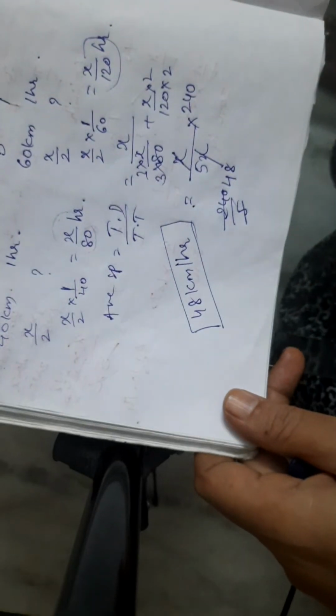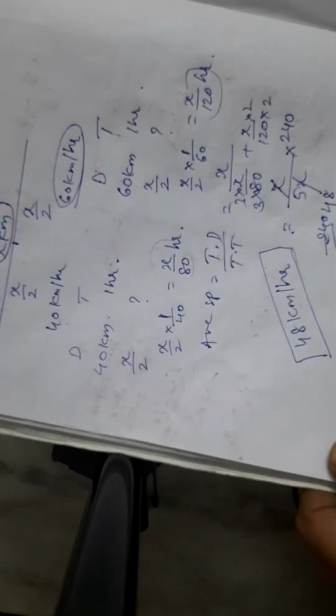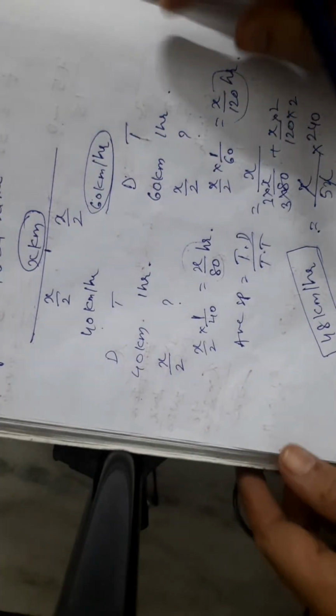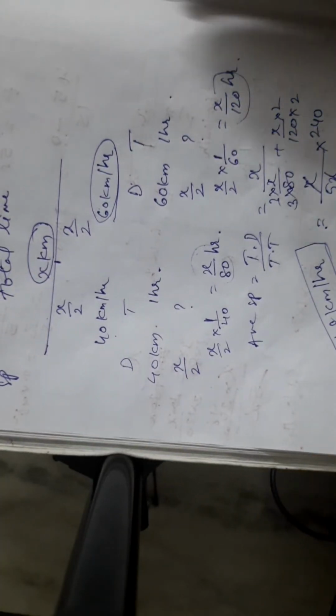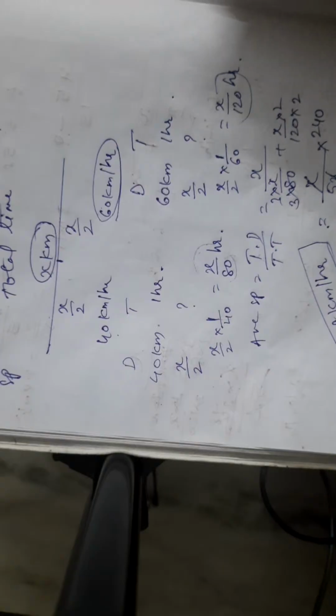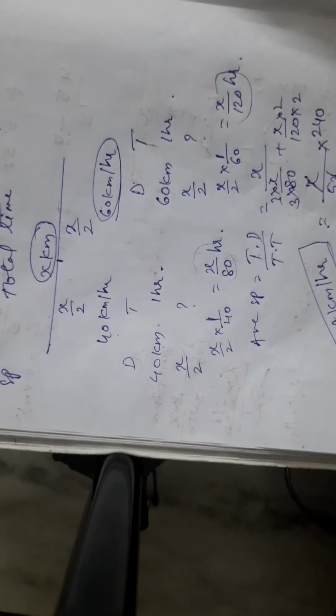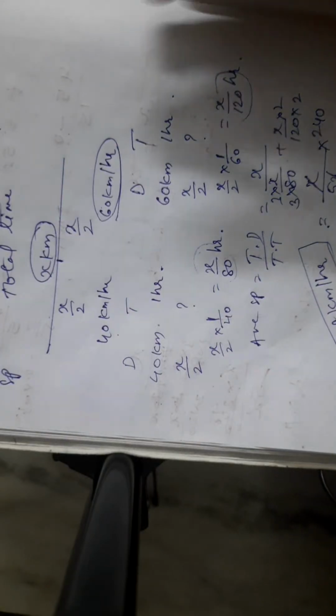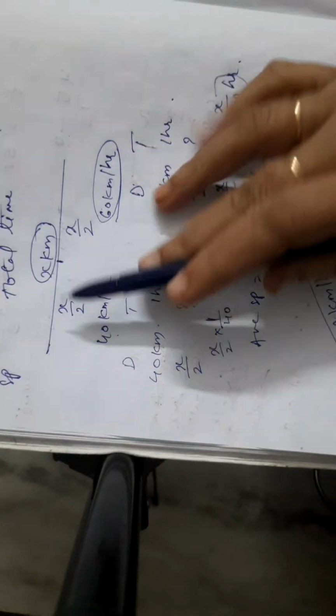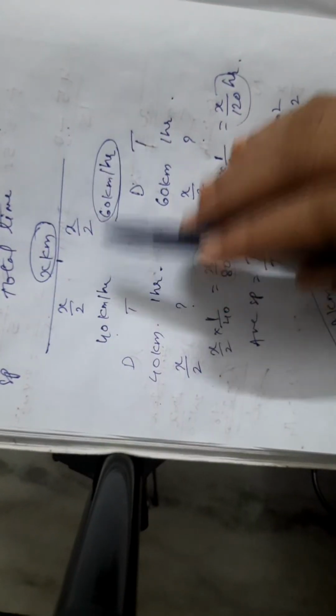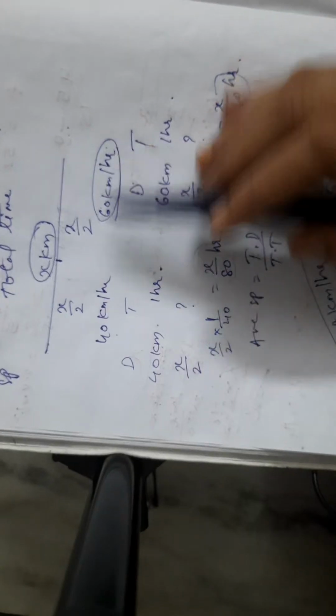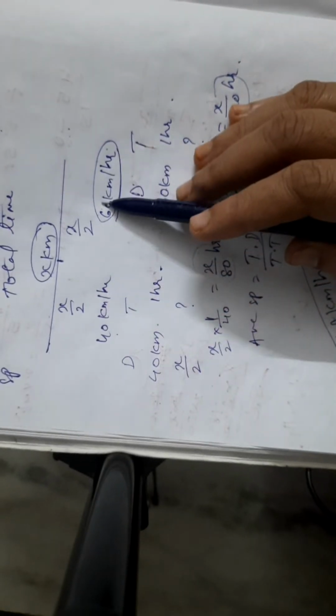This is one of the very important questions, very often asked in this chapter. They'll ask to find out the average speed. To calculate average speed, we need total distance along with total time. Here the total distance is given as x, and then two halves are given. So we did it like x by 2 and x by 2.